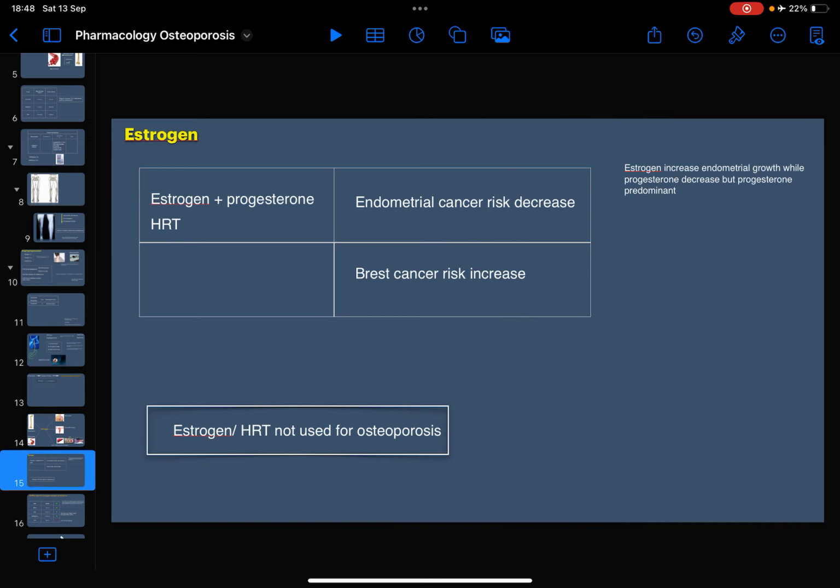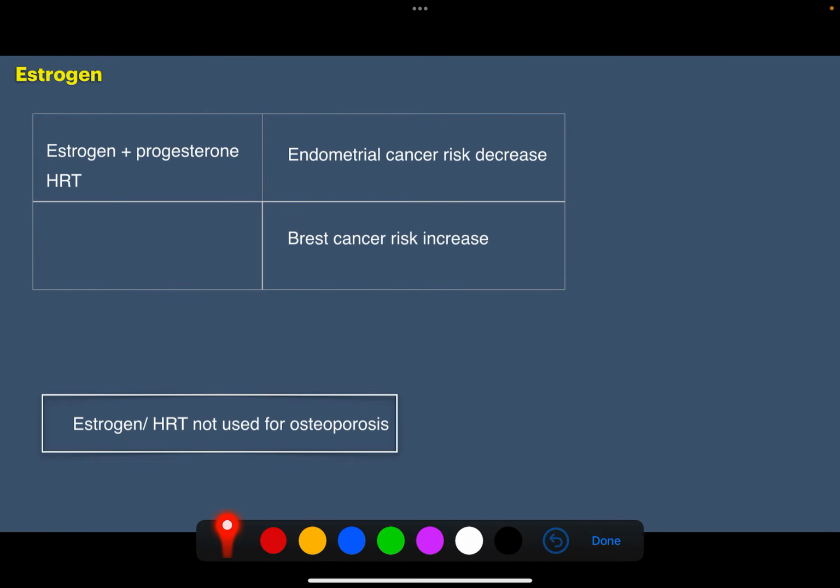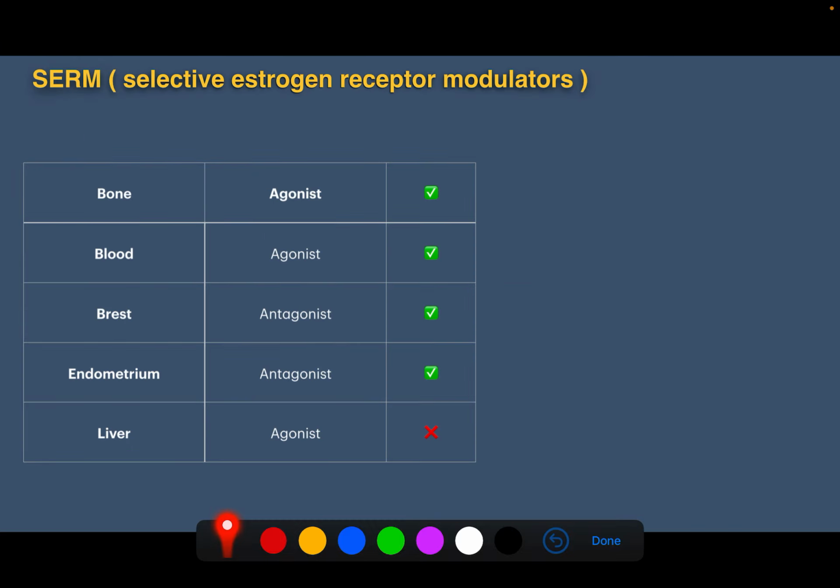Yes. So endometrial cancer risk decreases with progesterone, but still there is breast cancer risk. So estrogen plus progesterone HRTs are not safe, not good to give for osteoporosis. Now that's what is written here. Done. So we are not giving estrogen in osteoporosis, but we can give selective estrogen receptor modulators.